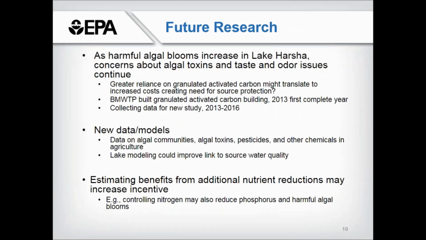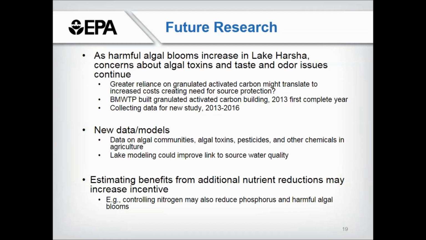We have a variety of future research directions. As Chris mentioned, harmful algal blooms have been increasing on Lake Harsha. We're collecting new data from the Bob McEwen water treatment plant because it changed its process in 2012. 2013 was the first full year the drinking water treatment plant's new granulated activated carbon building was online. So we're developing a new economic study from 2013 to 2016 to see if the incentives have changed with the greater reliance on granulated activated carbon.